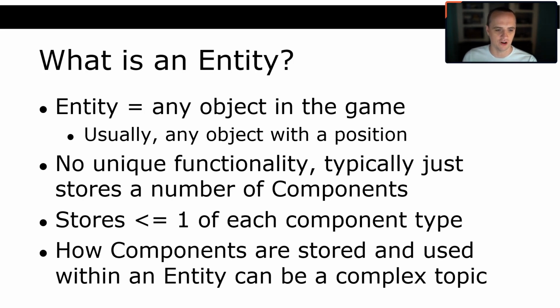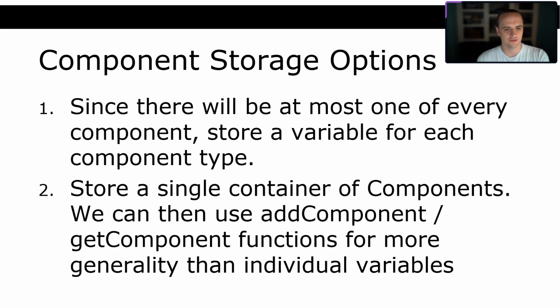Exactly how components are stored and used within an entity can be a little bit of a complex topic. We're going to go through a couple of different options. So the first option for component storage is that since there'll be at most one of every component, we can just store a variable for each component type. What I mean by this is that an entity is only going to have one position. It's only going to have one health. It's only going to have one bounding box, right? And so all of the components are designed such that there's only going to be one of them.